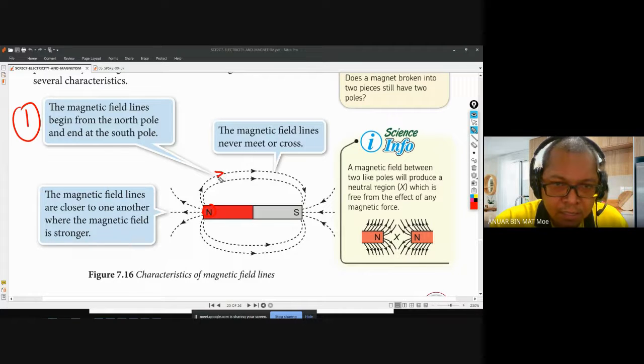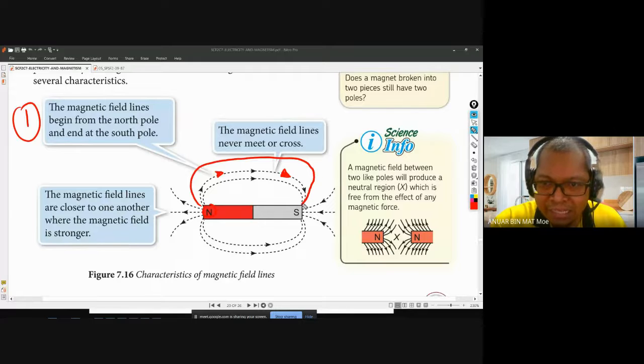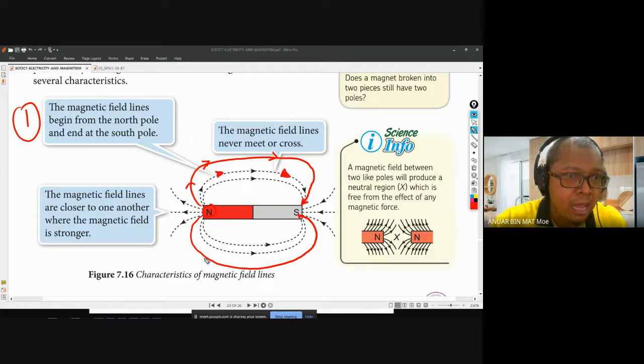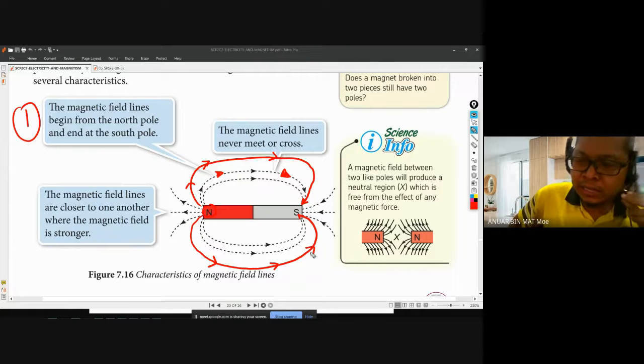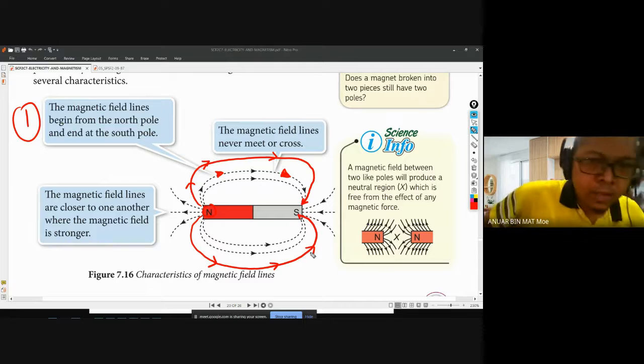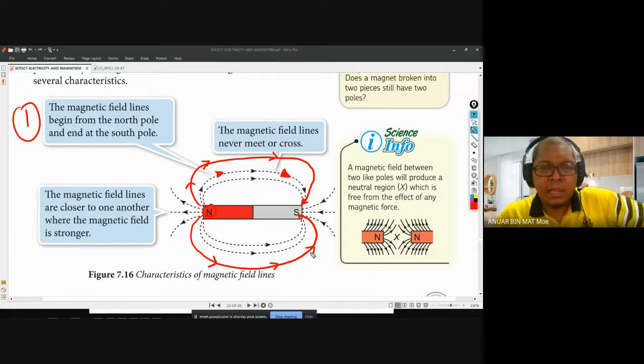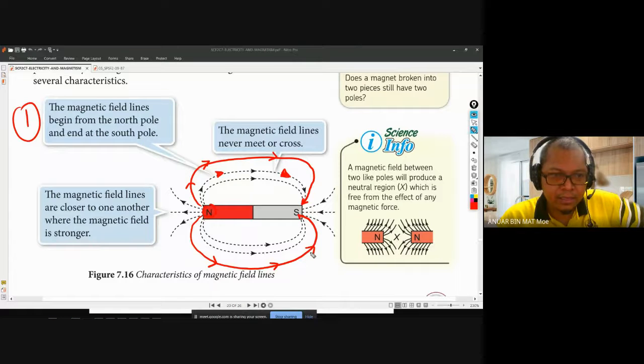Can you identify the arrow here? Always start from north and then enter the south. Coming out from the north and then enter the south. This is the first characteristic. You must not be confused about this. I will draw again. Coming out from the north and enter the south. This is where the magnetic field lines begin. Maybe later a question will ask you how to draw the magnetic lines. Always start from north. Okay, class, is it okay?